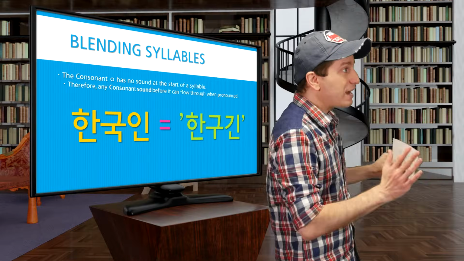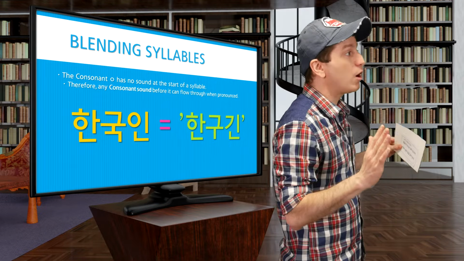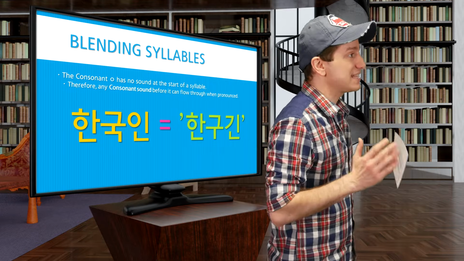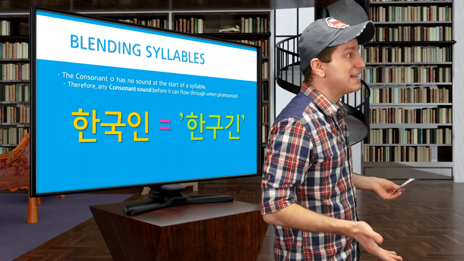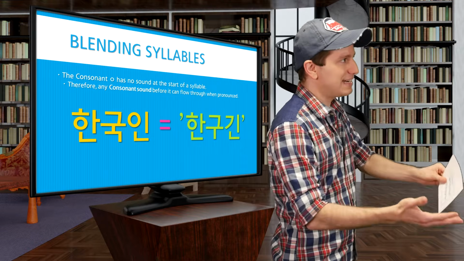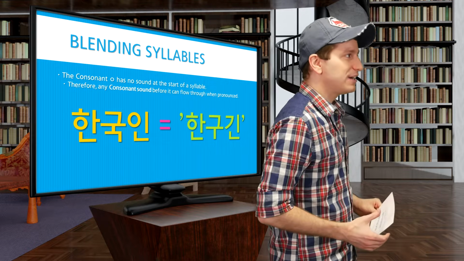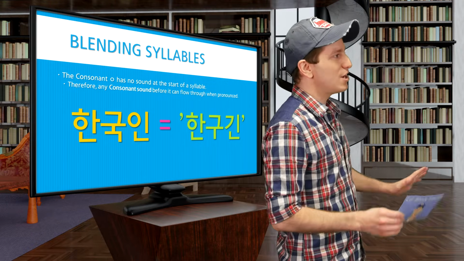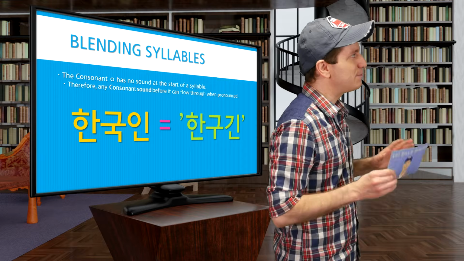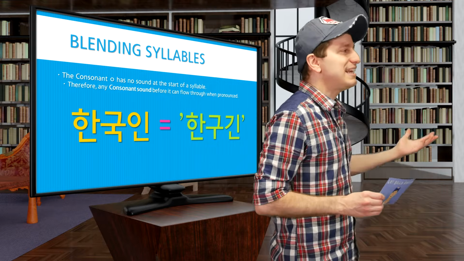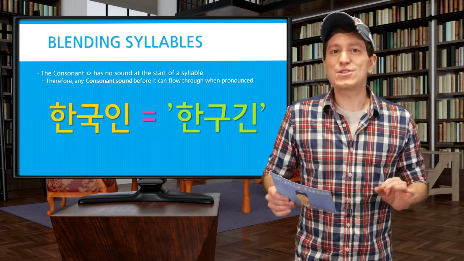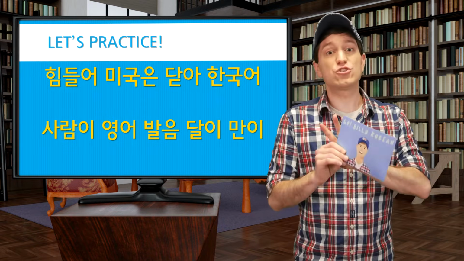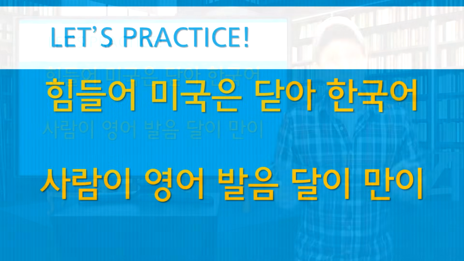Now, a quick disclaimer, this does not affect how a word is written in Korean. Here we are only talking about pronunciation. It will still be written as 한국인 always. But when you pronounce it, there are some tricks and some rules in Korean that you'll need to know so that you can pronounce Korean more naturally, more easily, and more quickly. So let's do some practice with this rule. Now, first I want you to pause the video here and try them on your own. And then I'm going to give the answers.